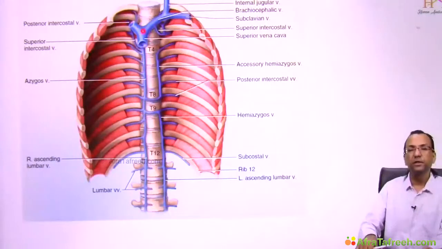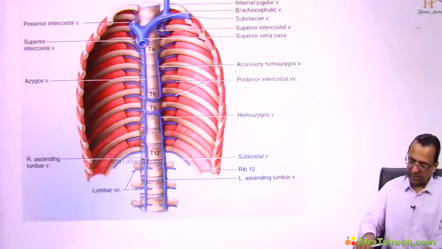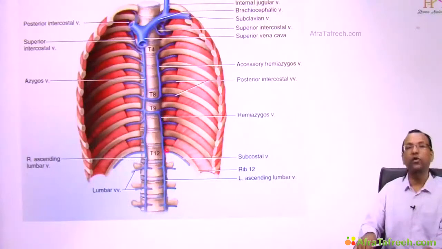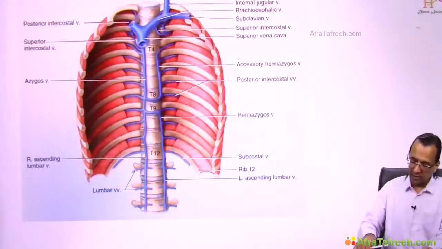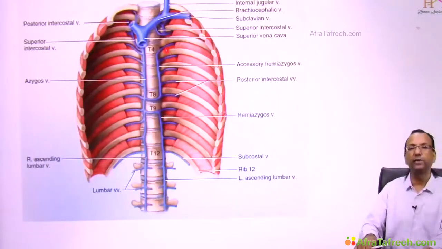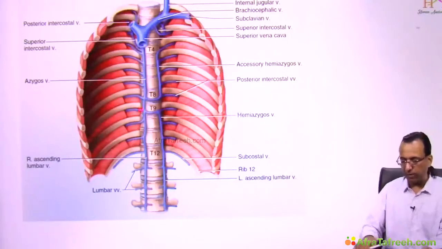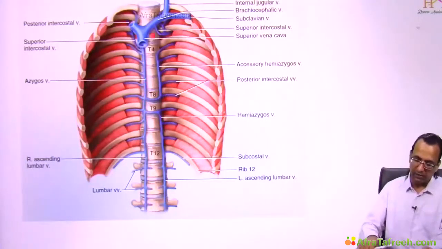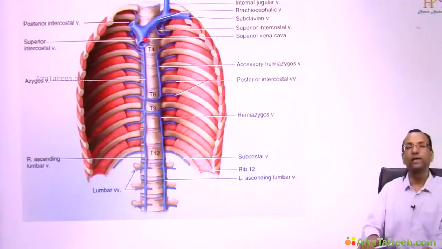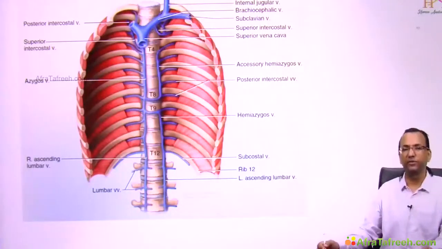cava. There is one hemiazygous vein which is draining the lower intercostal spaces, and then there's accessory hemiazygous vein which is draining the upper intercostal spaces. This accessory hemiazygous vein and the hemiazygous vein cross the midline in the vicinity of T8 vertebra and then drain into the azygous vein, and then azygous vein will drain into the superior vena cava at the vertebra number T4. This is the description which we have to draw a diagram for.